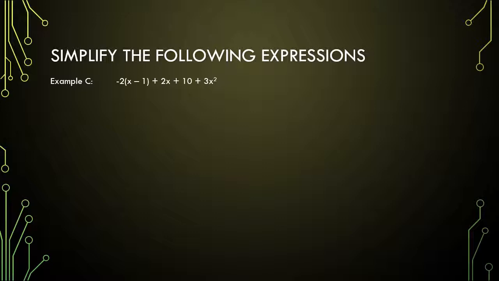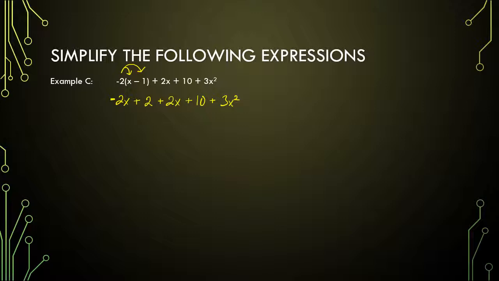For example C, we're going to simplify negative 2 multiplied by x minus 1 plus 2x plus 10 plus 3x squared. To start this, I need to distribute my negative 2 to both x and minus 1. Negative 2 times x is negative 2x. Negative 2 times negative 1 is positive 2. And then we bring down anything that we haven't used yet. So we bring down plus 2x plus 10 plus 3x squared.